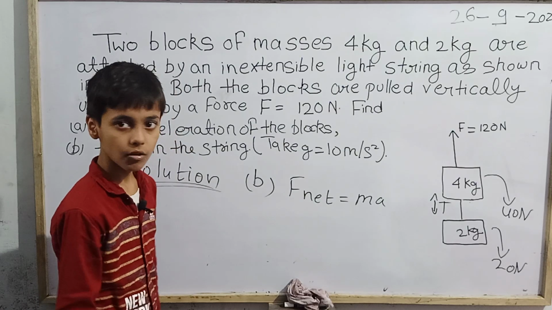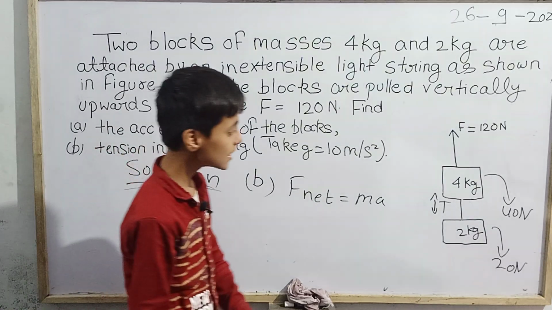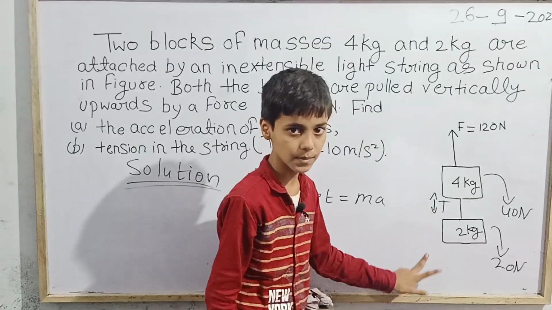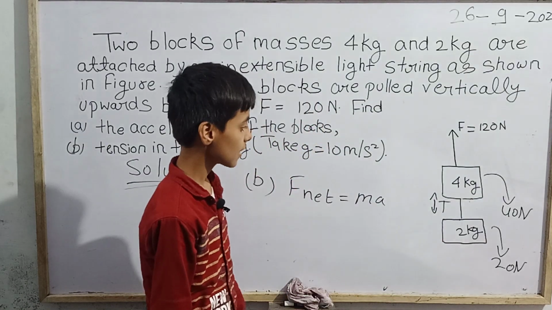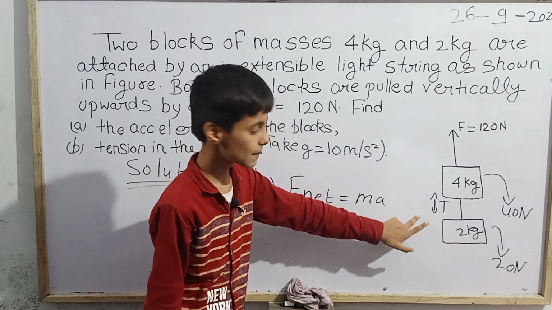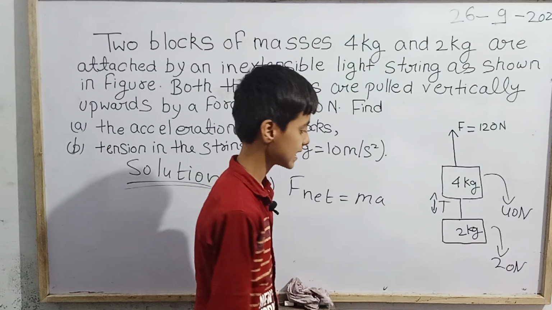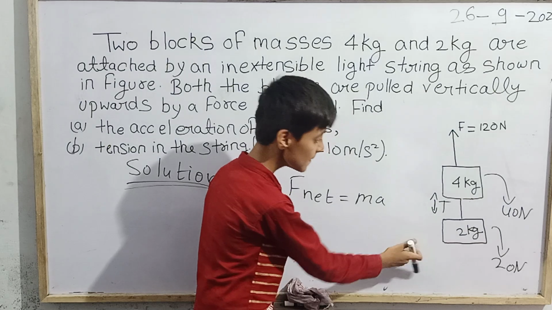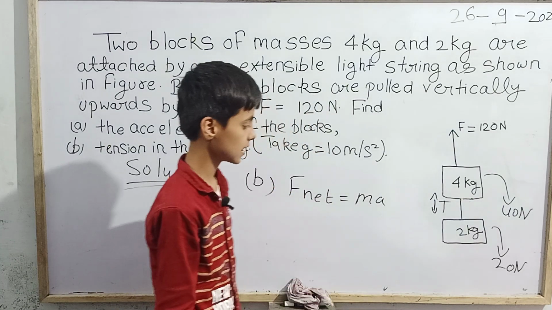What is net force? Here we have to calculate, meaning which force is applied on the downward part. One tension is getting applied, and the 2 kg block's weight is getting applied, or the 4 kg, no, that is upward to down we have to take. That is the weight of the 2 kg block.